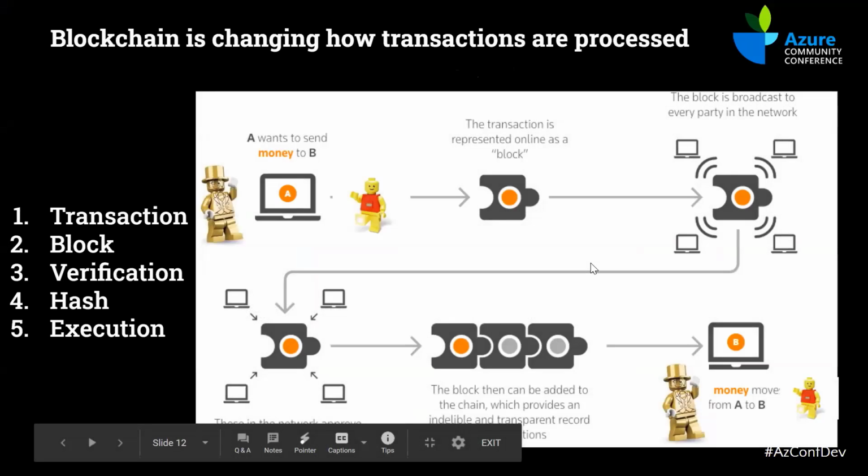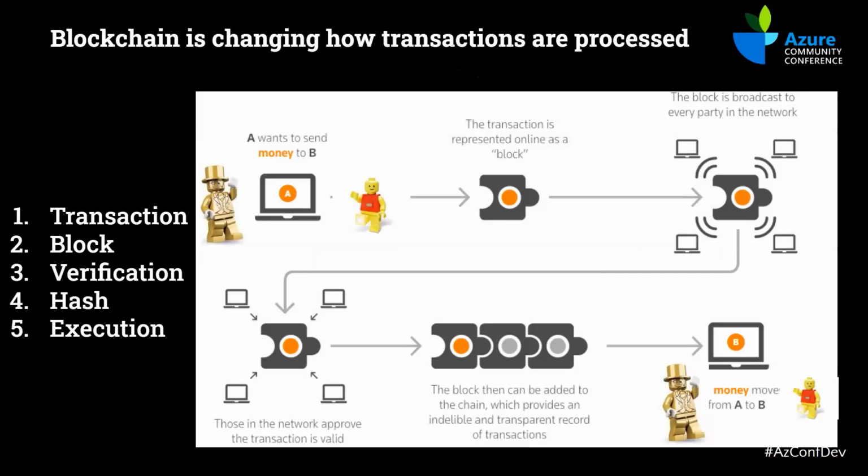All right. The next thing to understand is how transactions are processed in a blockchain. The image that I have in front of me talks about a simple blockchain transaction in context to Bitcoin. There are 5 steps to how a blockchain transaction is processed. When A wants to send money to B, the transaction is represented online as a block. As we all know, the moment a transaction comes in, it becomes a part of the block. Post that, the block is broadcasted to every party in the network. This is true in case your blockchain is a public blockchain.